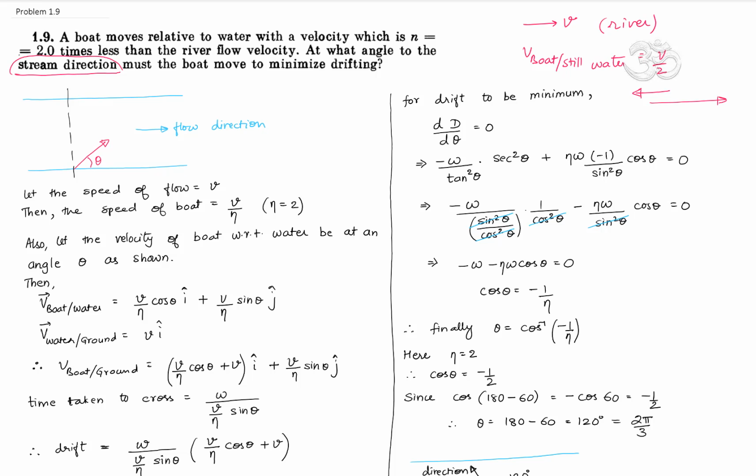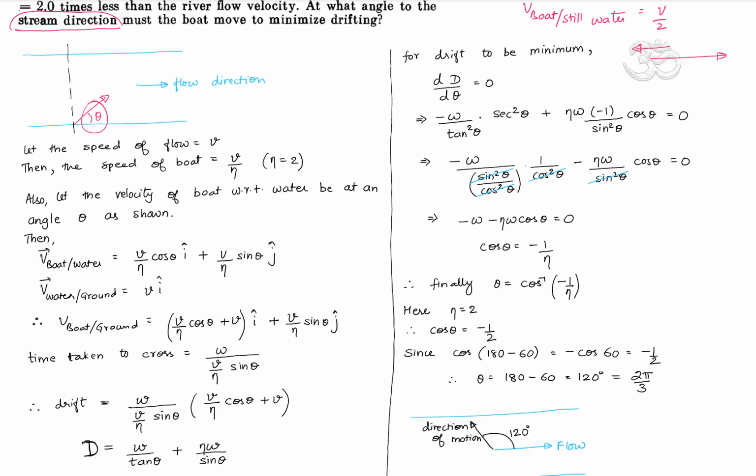But then there is a certain angle at which the boat can travel to minimize the amount of drift that it suffers. So in this problem, the strategy is to find out drift as a function of theta. And once we find out drift as a function of this angle theta, we will try to find out d of drift by d of theta equated to 0. This is a standard thing to do in higher level physics. So we start by assuming the speed of river flow to be v, and then the speed of the boat becomes v by eta, and in this case eta is 2. And let the boat travel at an angle theta as shown in this figure.